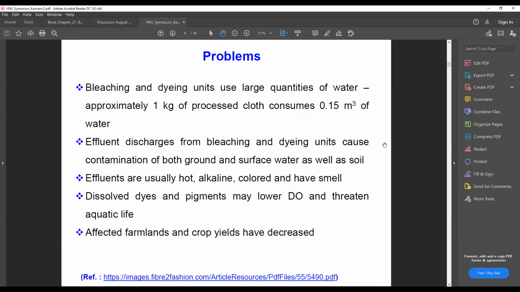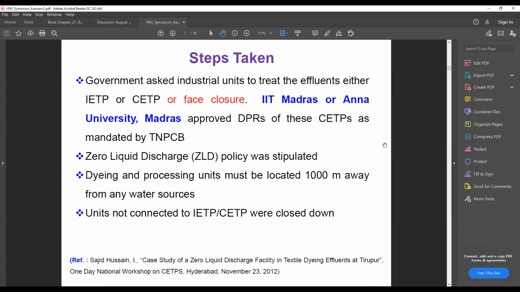I'll skip a few slides because of time. The main thing is that the government asked the industrial units to treat the effluents either through effluent treatment plants, the common effluent treatment plants, or face closure. And the zero liquid discharge policy was stipulated. The dyeing and processing units must be located at least a kilometer away from any of the water sources. And units not complying were closed down, thereby leading to a lot of unemployment in the locality.